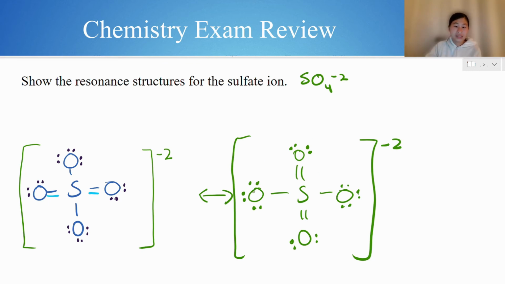Now, because this is a tetrahedral electron pair geometry and shape, you could have also drawn the double bonds adjacent to each other. So instead of being opposite to each other, you could have drawn them in a flat surface, like this and this, or this and this, or this and this, or this and this. Okay, and then just arrange the lone pairs around it accordingly.